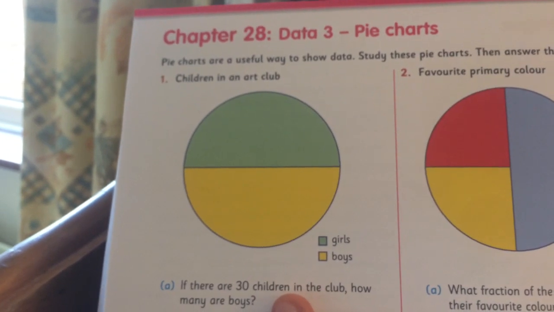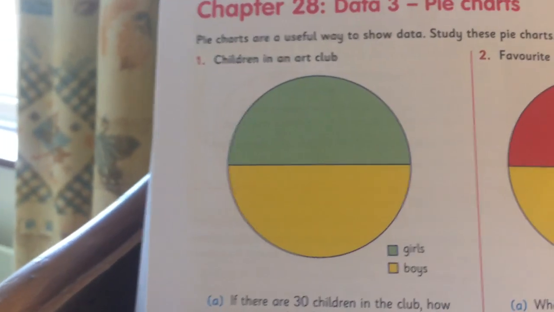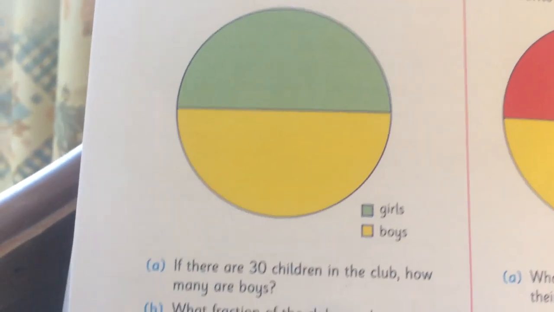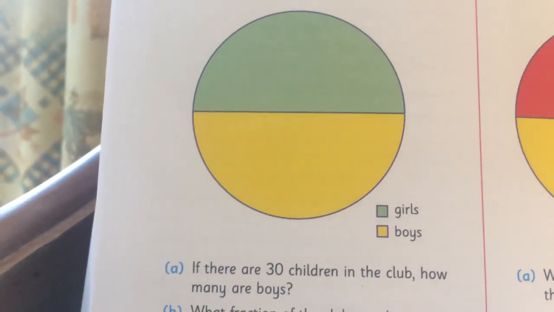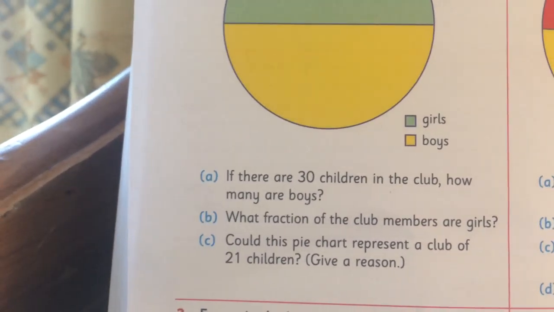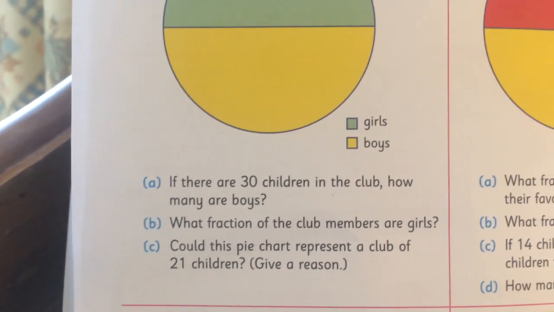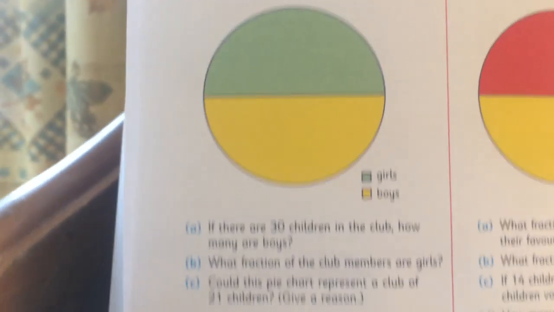So here, children in an art class. The whole circle is all the children in the art class. You can see very easily that boys are yellow, girls are green. So the boys are half the class and the girls are half the class. That's very obvious from looking at that. If there are 30 children in the club, how many are boys? If there's 30 altogether, then half of it would be 15. What fraction of the club members are girls? Half. That's easy enough to work out.